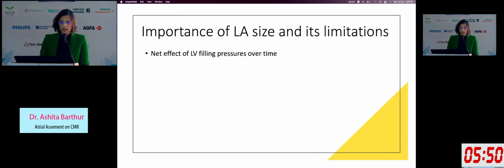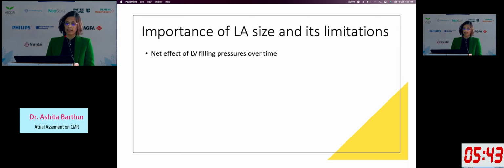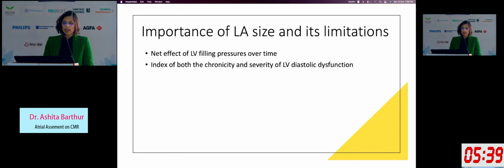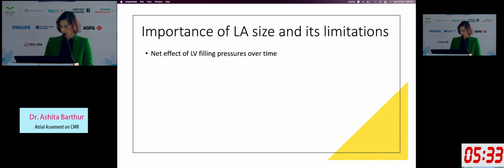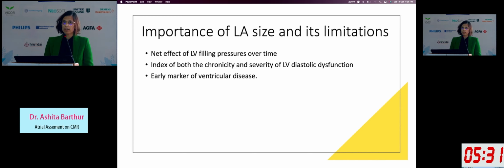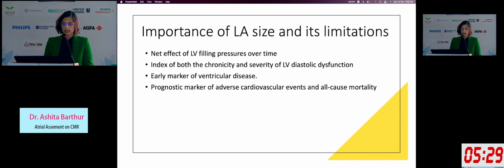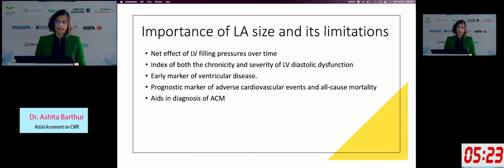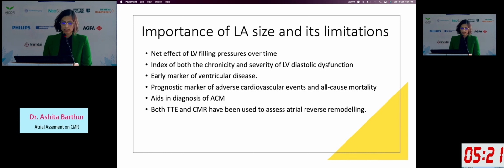So therefore, the importance of atrial size is that the net effect of LV filling pressures over time is determined by atrial sizing. It's an index of both the chronicity and severity of LV diastolic dysfunction. It's an early marker of ventricular disease. It's a prognostic marker of adverse cardiovascular events and all-cause mortality, and aids in the diagnosis of atrial cardiomyopathy.